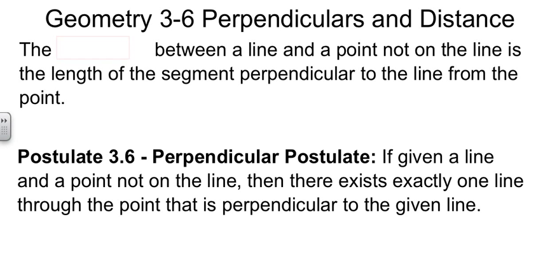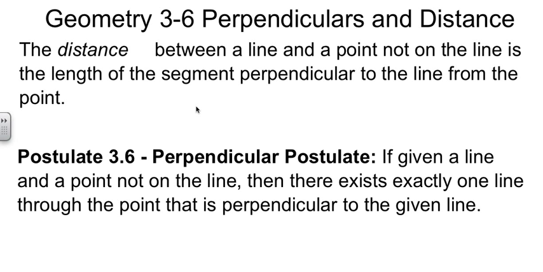This is Geometry Chapter 3, Section 6, in which we will consider the ideas of perpendiculars and distance. We put these two things together because they are closely related. The distance between a line and some point that's not on that line is found by finding the length of a segment perpendicular to the line starting at that point.